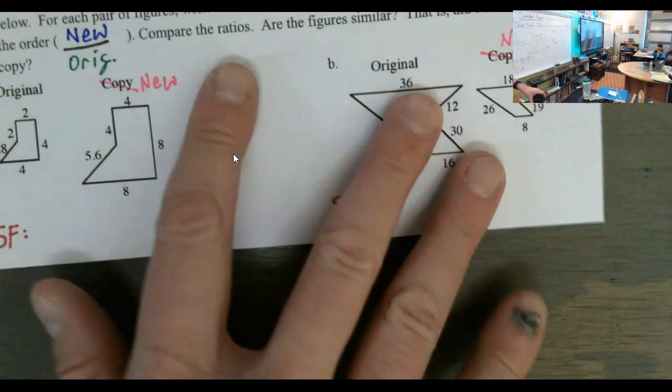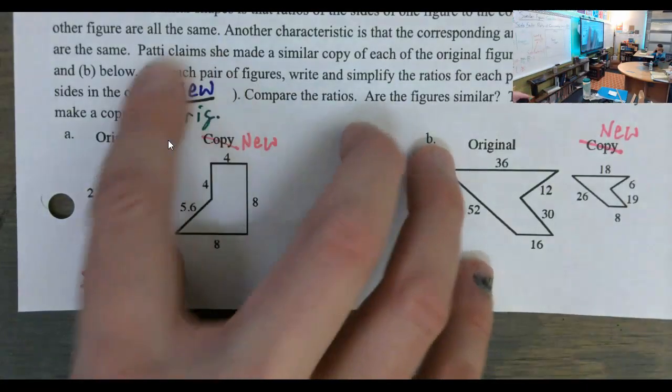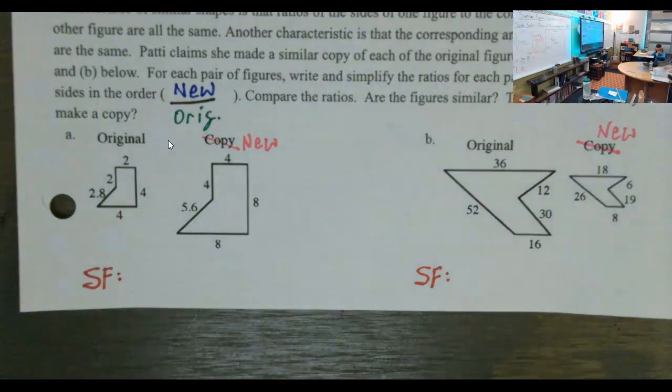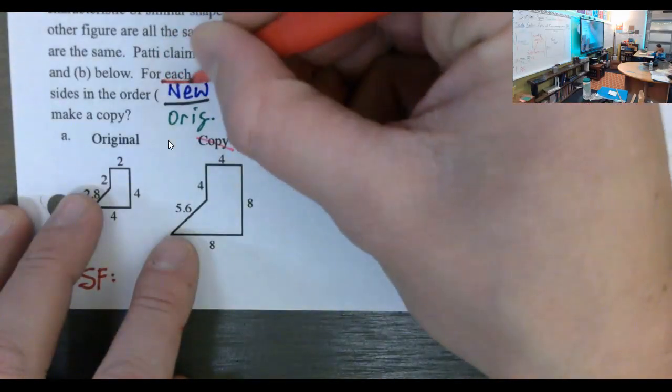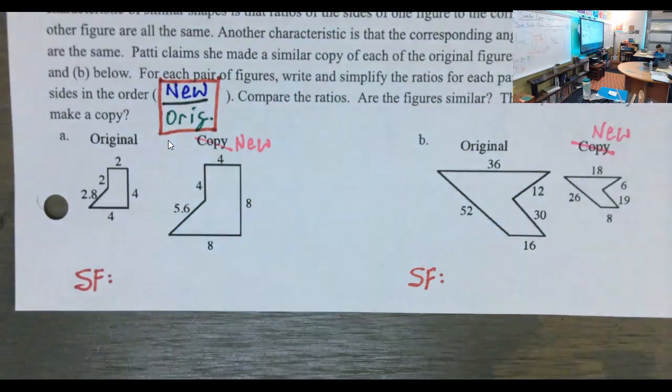46 and 52 are also new divided by original. New divided by original. This needs to be 50. Yep. And then it's correct.